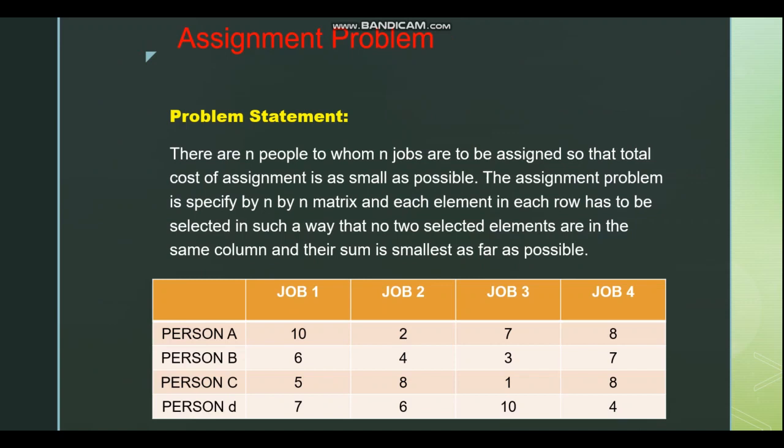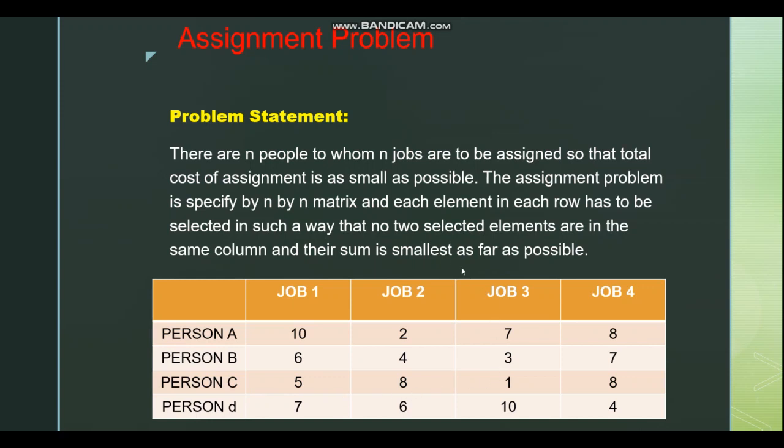There are n people to whom n jobs ought to be assigned, so that the total cost of the assignment should be minimum, that is, as small as possible. The assignment problem is specified by an n by n matrix. So here will be the person, here will be the job. For each person, the job allotment payment will be given here. So each row has to be selected in such a way that no two selected elements are in the same column and the sum is as small as possible at the end of the problem.